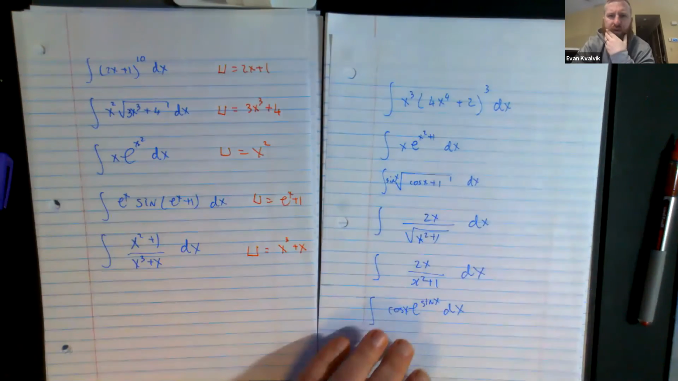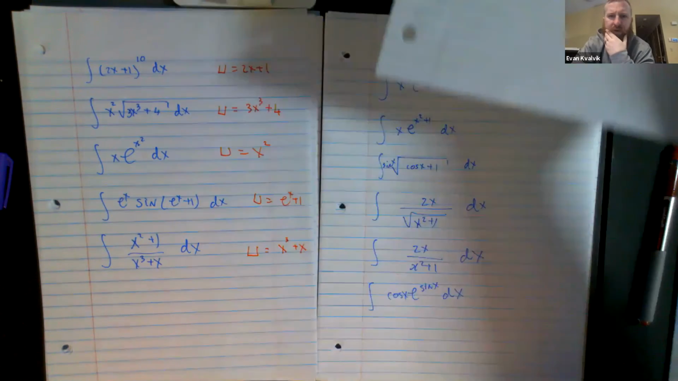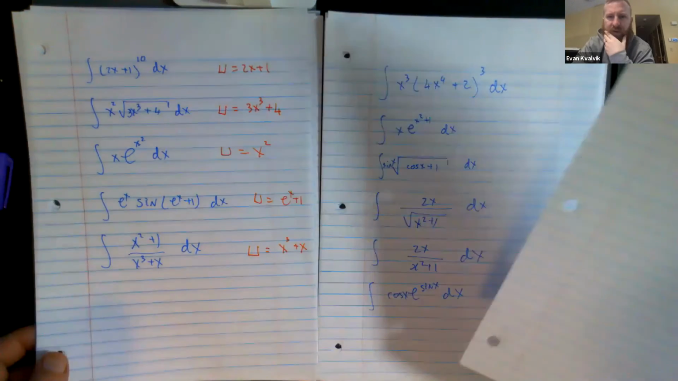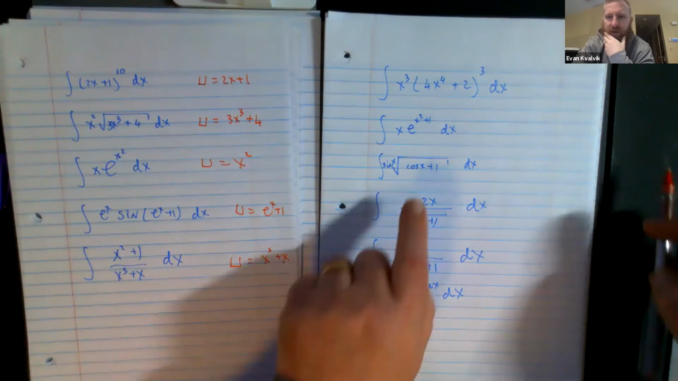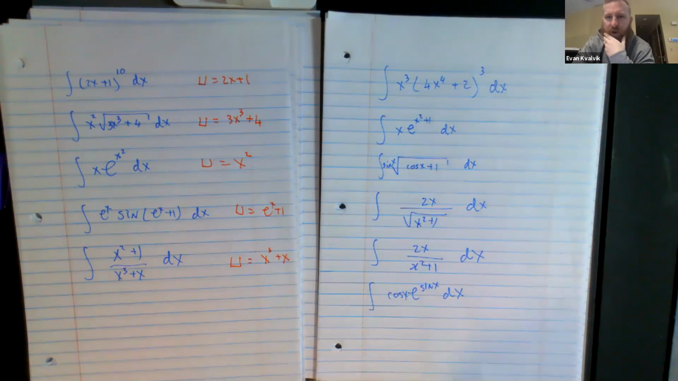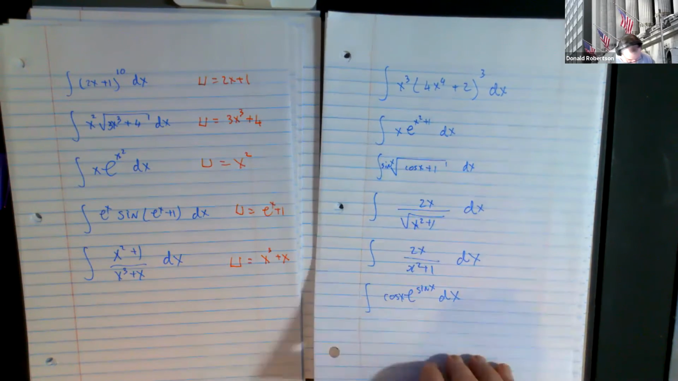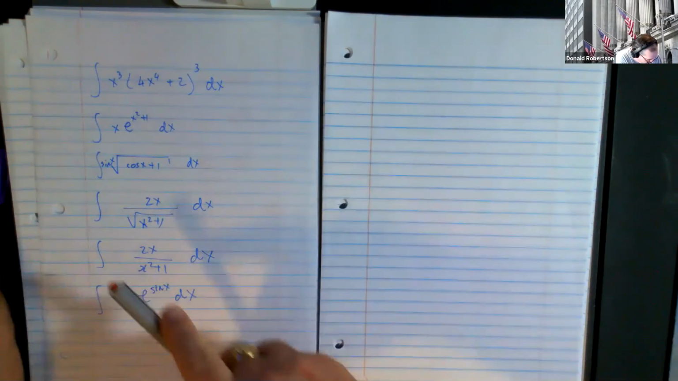So for the number 3 one, cosine x plus 1 is your u sub. Correct. But you're keeping the square root of, right? You're just putting your u inside there. Yes. And then, tell you what, let's do that one. Show you the whole process.